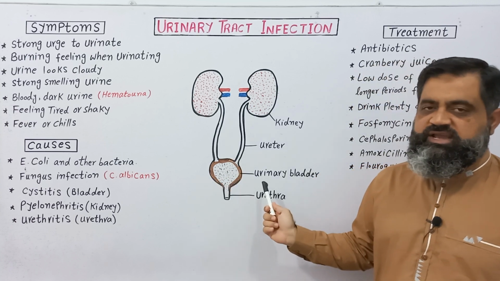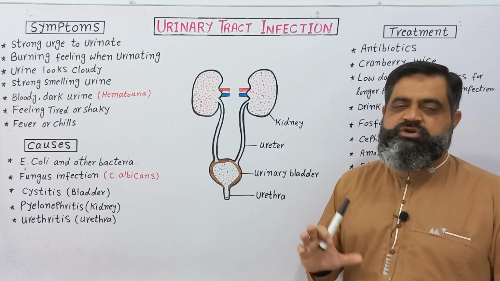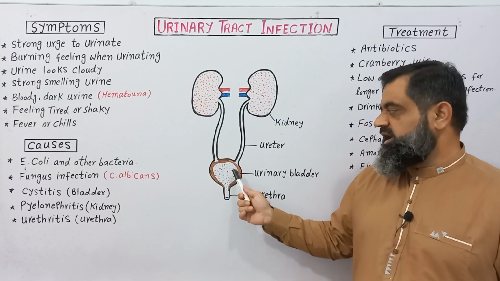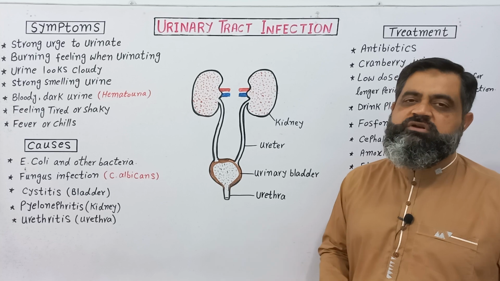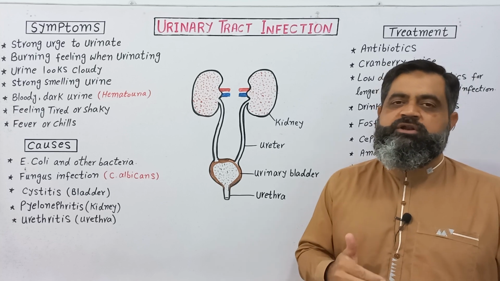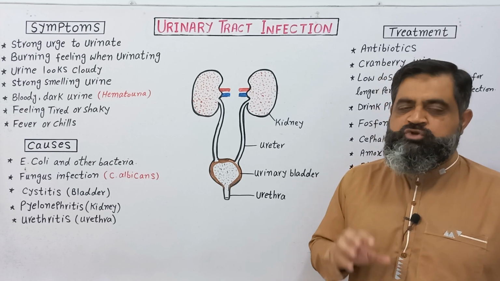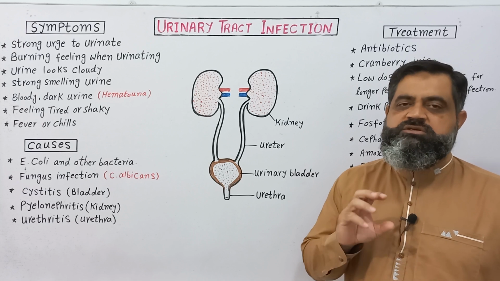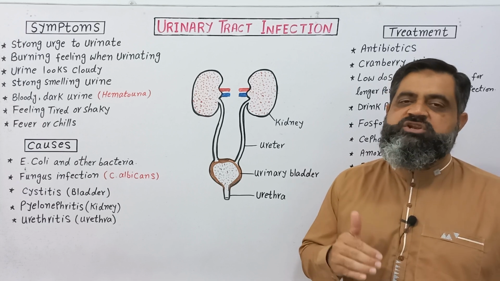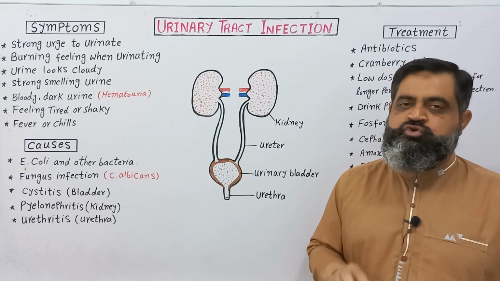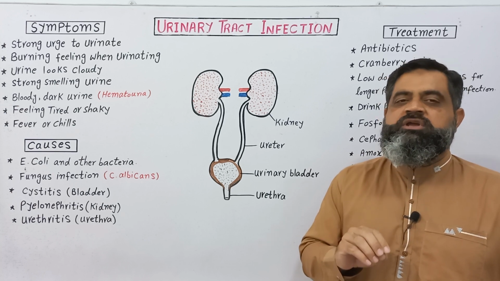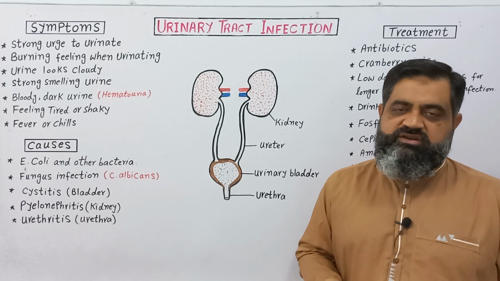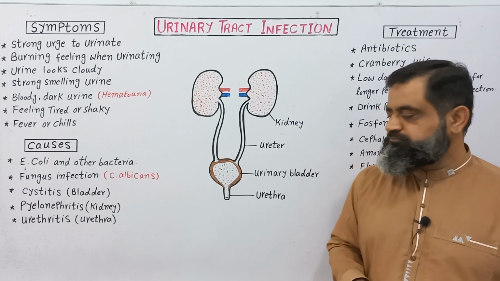Urinary bladder is a sac-like structure which stores urine temporarily, and then there is a duct which is known as urethra, which empties urine from urinary bladder to outside the body. The length of the urethra is shorter in females while it is longer in males. So the female body tends to have more chances of getting urinary tract infection as compared to male.